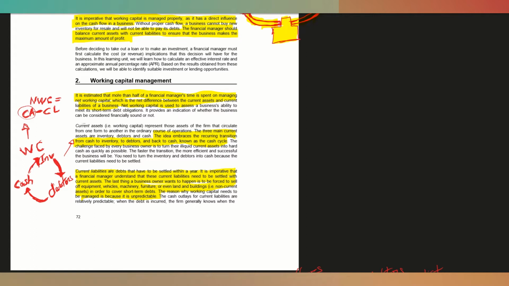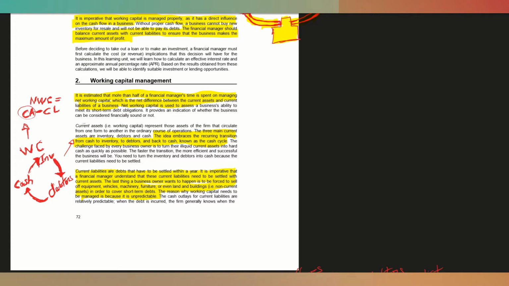So if you picture the operations of a business, right, when you're looking at current assets, they represent those assets that will move from one form to another during the course of the operations. So, as stated in your textbook, there is a cash cycle, right? And there will be a transition from cash to inventory to debtors and back to cash. You would understand why I have illustrated that cash cycle in red.